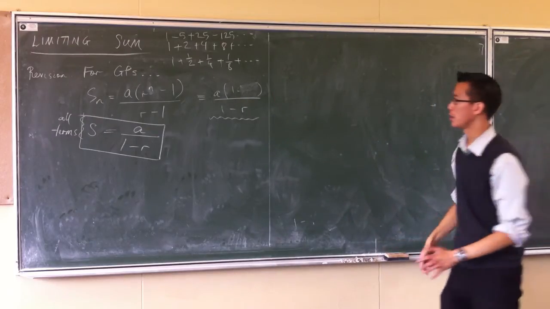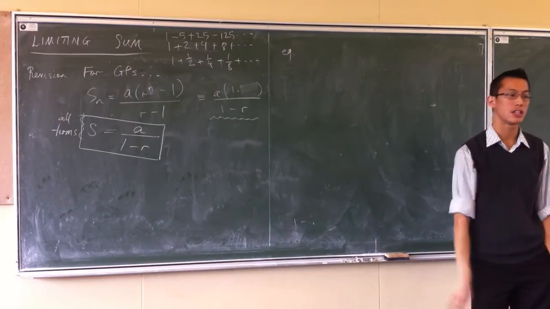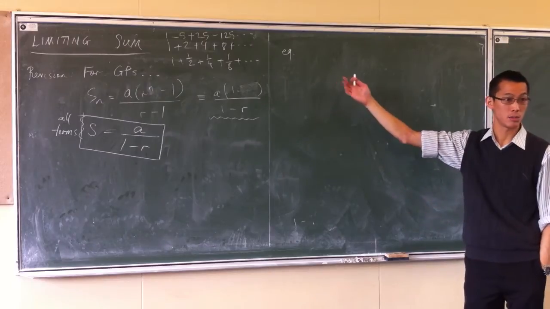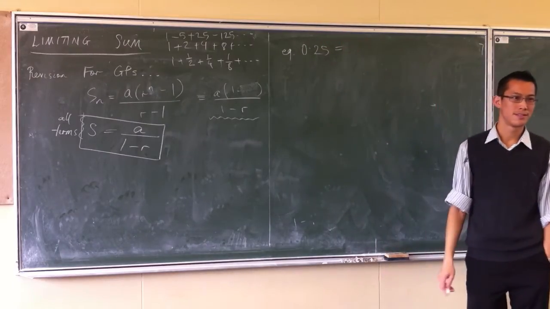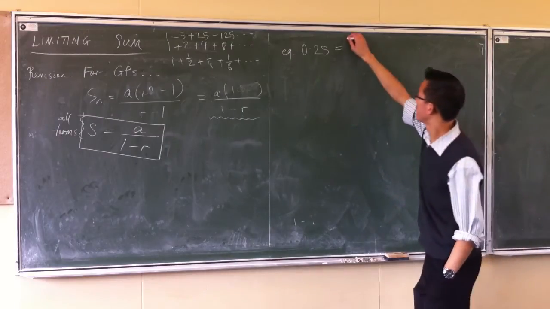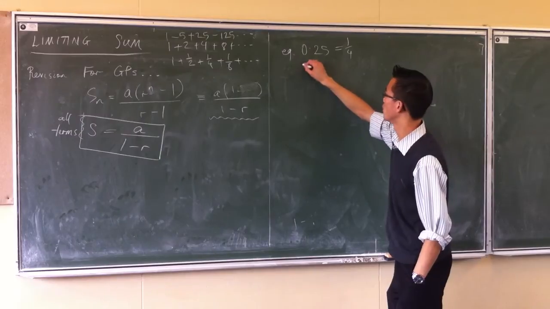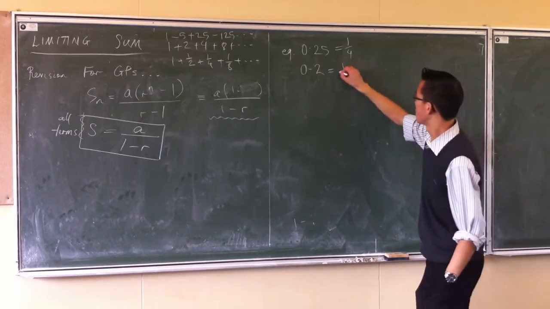So, here's what I'm going to do. I'm going to give you a decimal, and I want you to give me a fraction that actually expresses that decimal. Okay, so let's start off easy. What's that equal to? That's a quarter, right? What about, say, let's go for 0.2. What's that equal to? Okay.